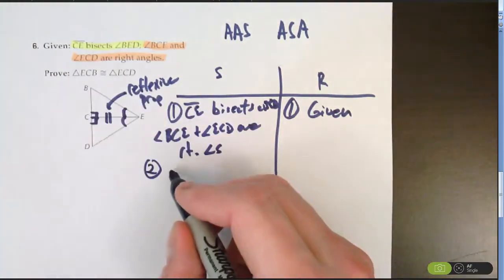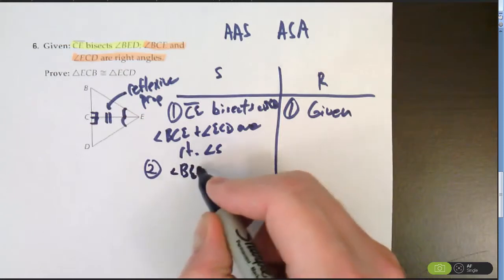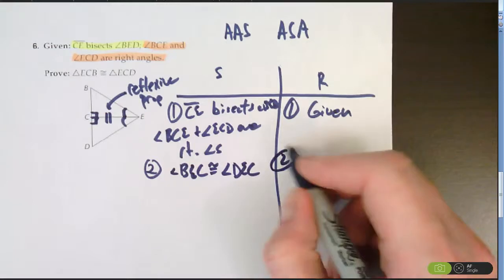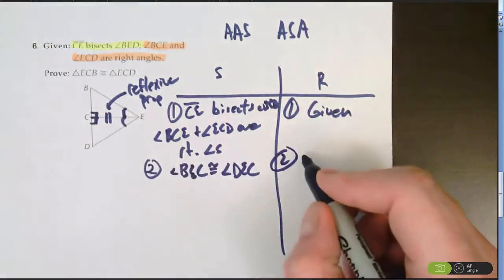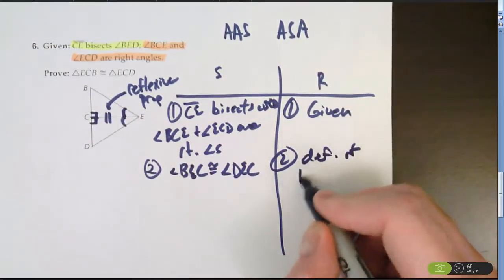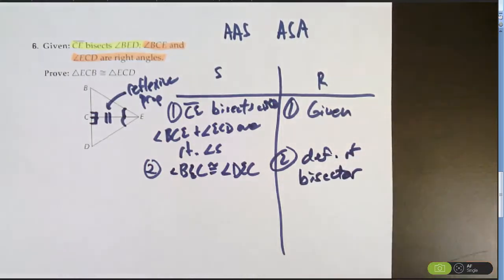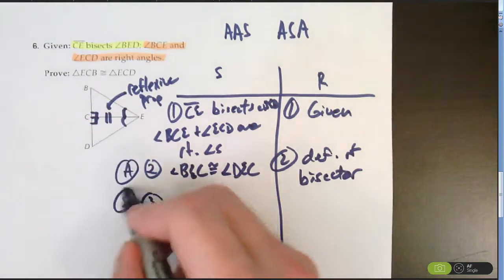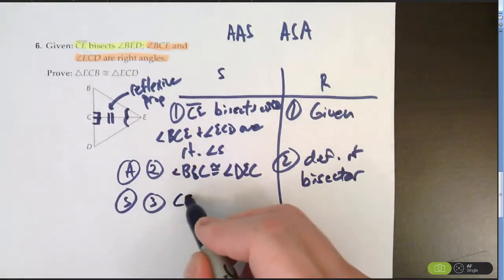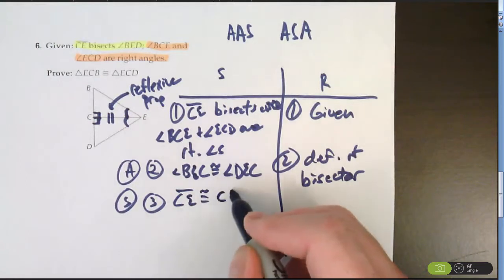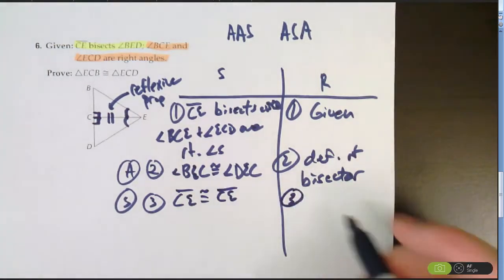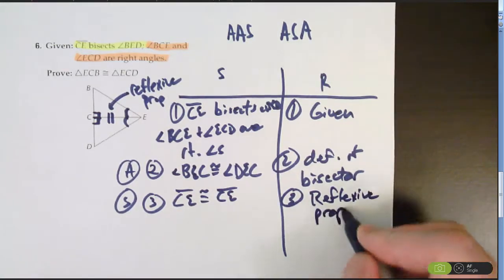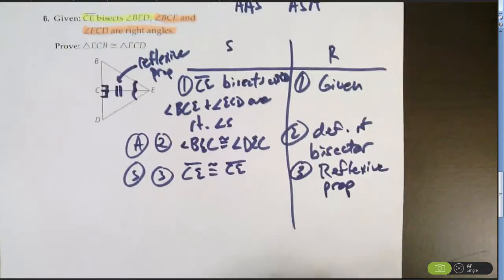First thing is one of our pairs of angles. I'm going to do BEC first. That one came from the bisector, so that's just definition of bisector. Number 3 then, we'll do the sides, so we can do angle, side, angle. That's CE is congruent to CE, and that is by reflexive property.